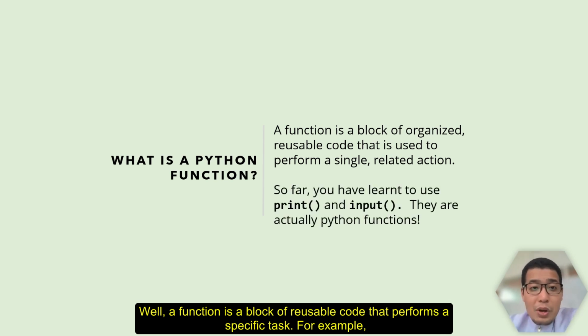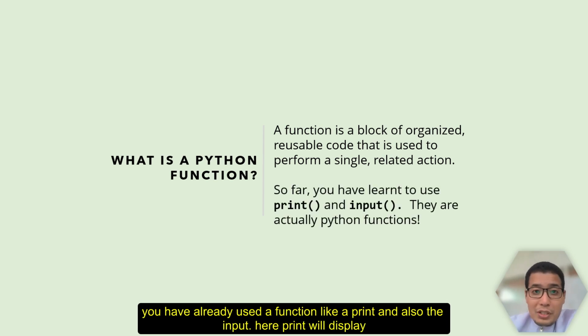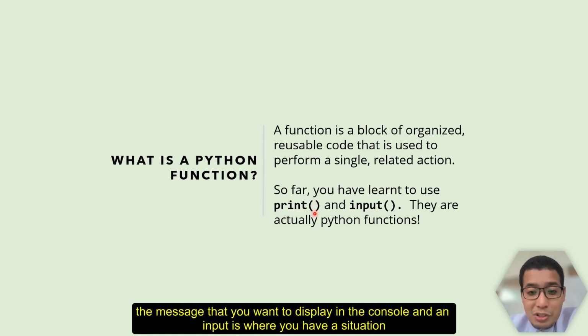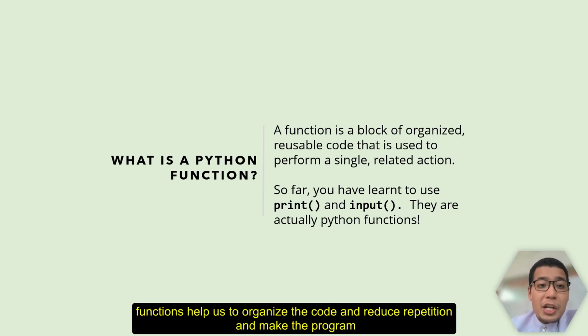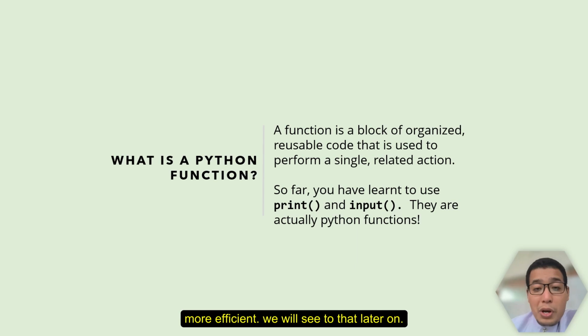A function is a block of reusable code that performs a specific task. For example, you have already used functions like print and input. Here, print will display the message that you want to display in the console, and input is where you have a situation where you want to get the input from the user. These are built-in Python functions. The function helps us to organize the code, reduce repetition and make programs more efficient. We'll see into that later on.